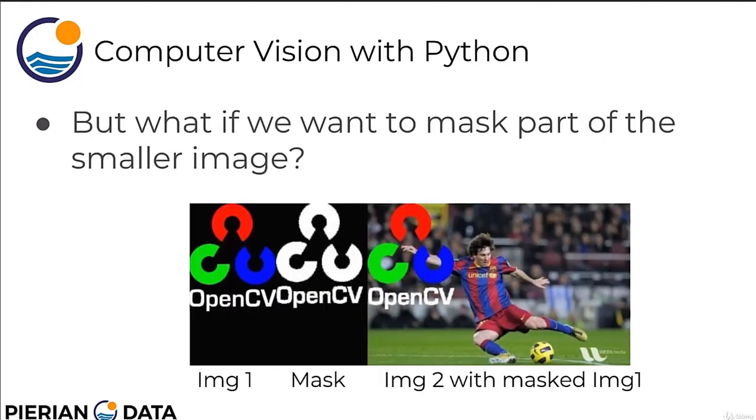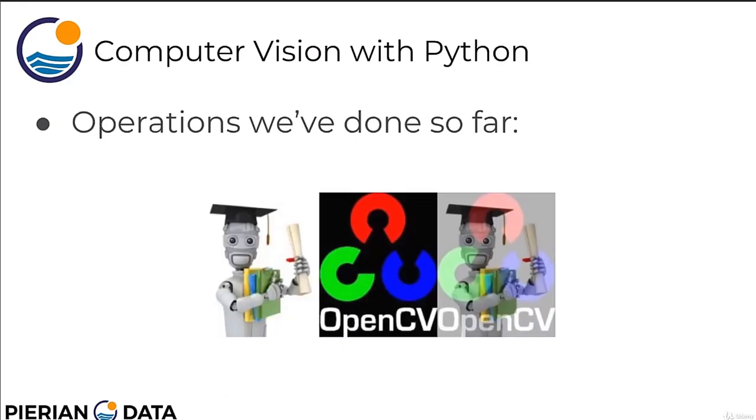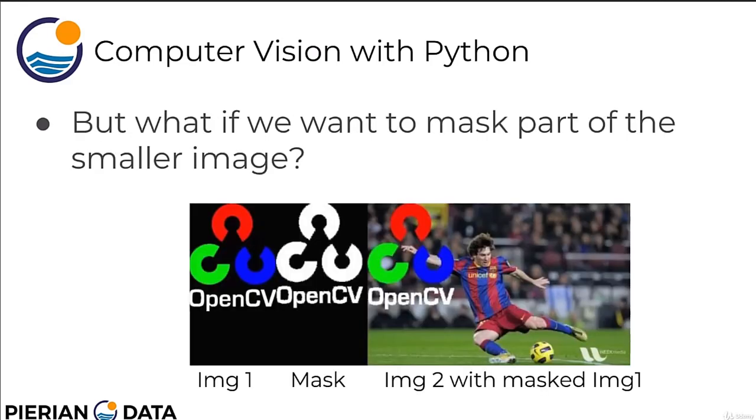But what if we actually want to mask part of the smaller image? If we take a look back at this example, notice how the rest of that robot image becomes darker because of the black parts of the OpenCV logo. But what if I wanted something that looks like the right image there? I want to put the OpenCV logo without having to reference any of that black material.